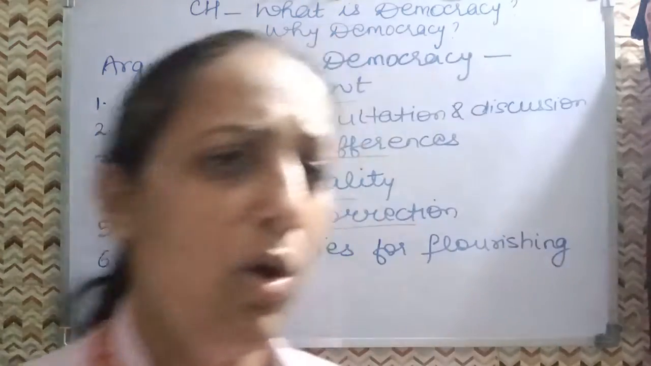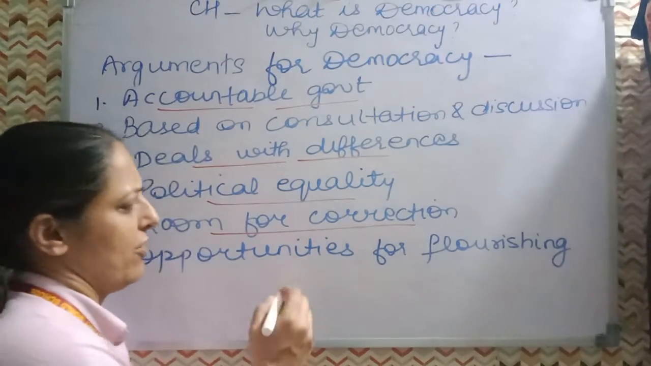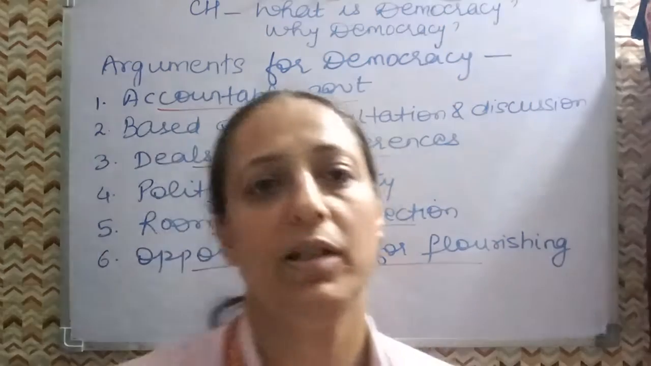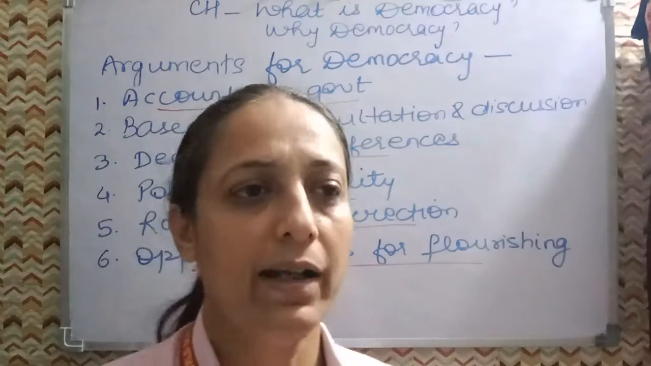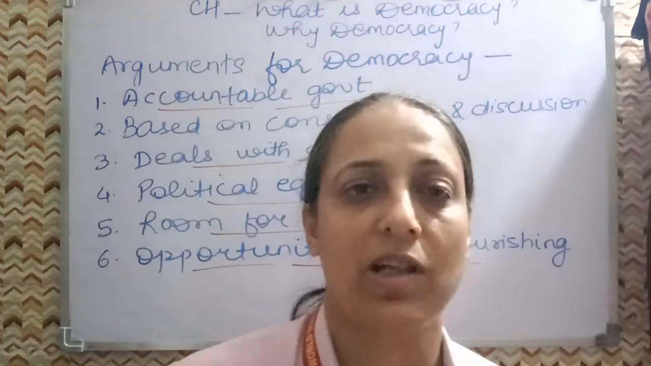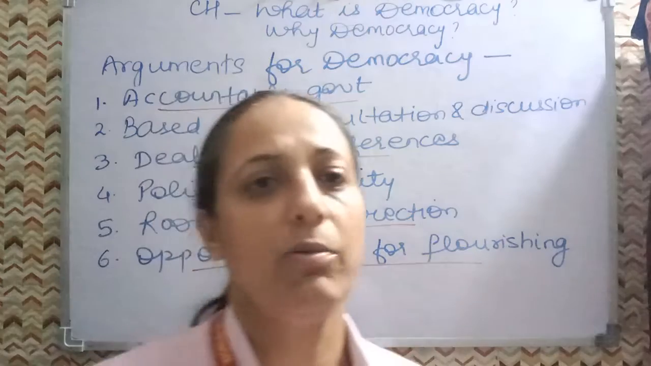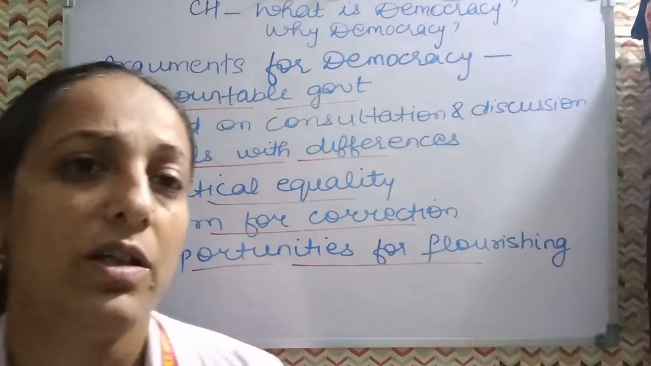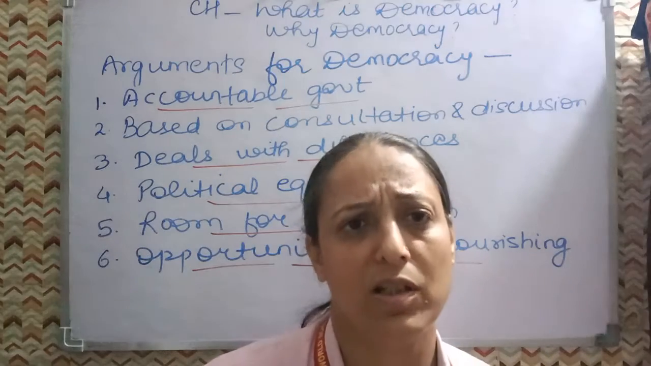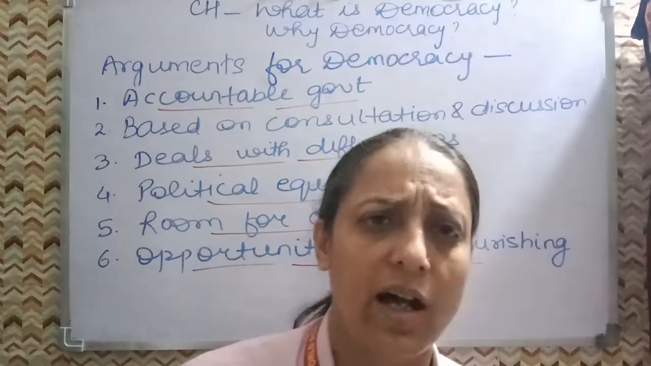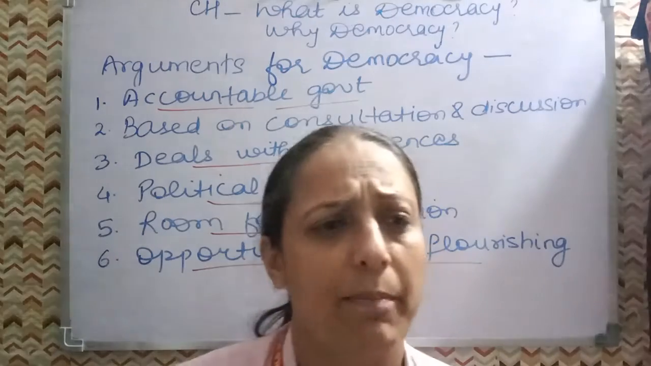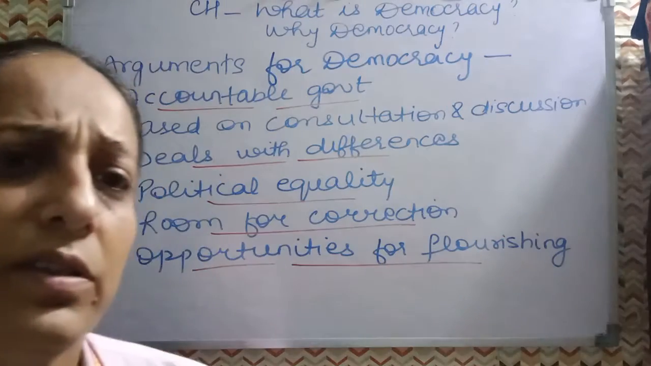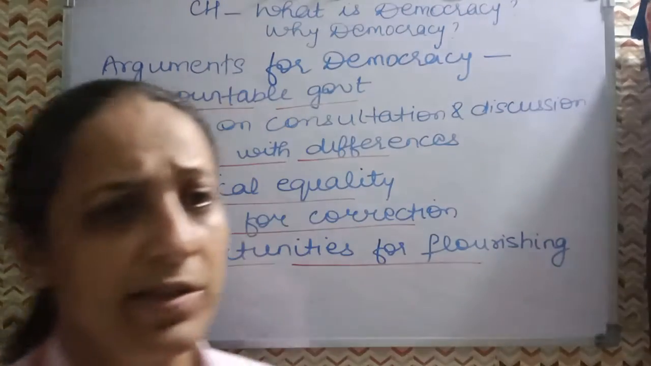Opportunities for flourishing. Democracy provides equal opportunities to all citizens. If a person is capable, they can encash the opportunities provided by the democratic government. Equality is there whenever there is an exam or admission to an educational institution; no discrimination is done on the basis of religion or caste. If the person is capable and has cleared the entrance, they can take admission. So the opportunities are there in a democracy for flourishing and personal growth.